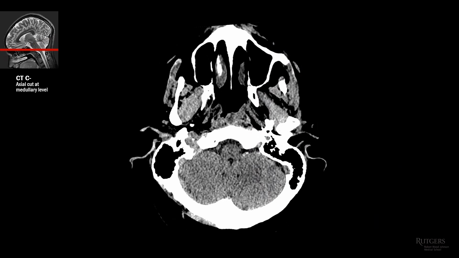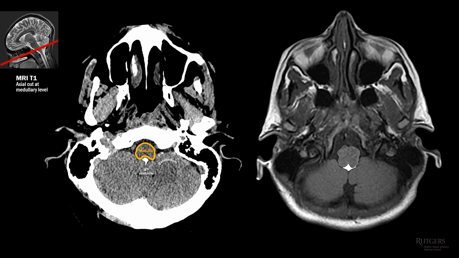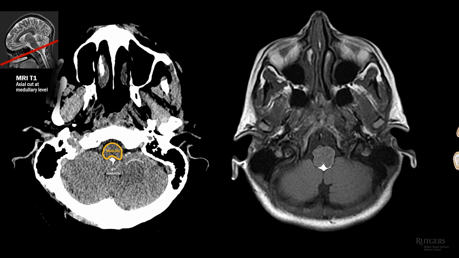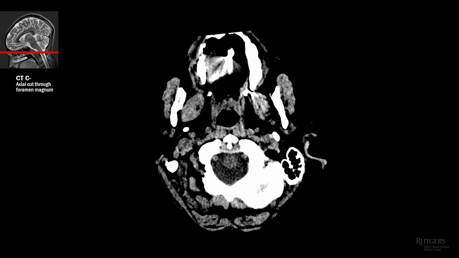Now this slice is even more caudal, or lower. Here's the medulla with the fourth ventricle adjacent to the cerebellum. Look at how much better the resolution of MR is, especially in the posterior fossa. Here's the illustration of the same thing. And finally, the foramen magnum with the cervical spinal cord bathed in CSF.